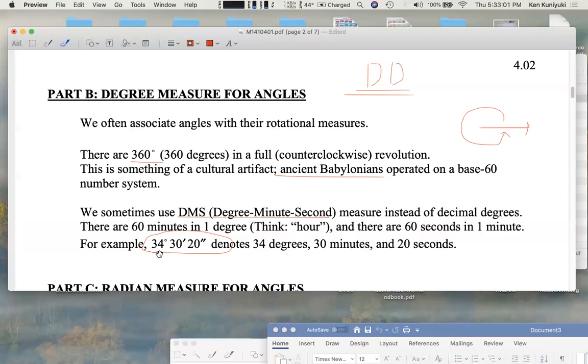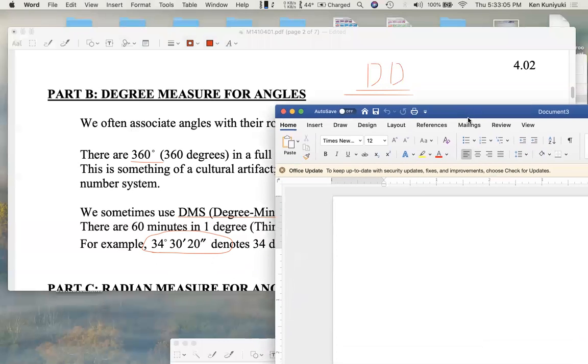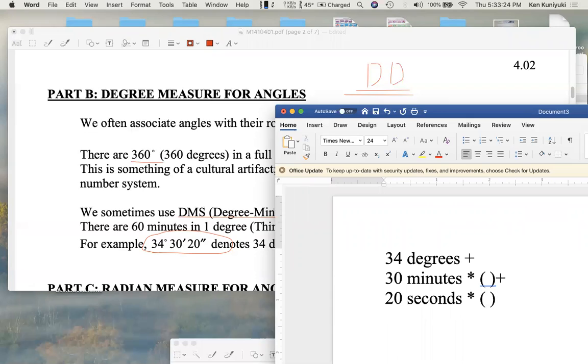Now in the homework, I do have you do some conversions, and I'll give you a basic idea here. Think of this here as 34 degrees plus 30 minutes plus 20 seconds. The idea is that you're going to convert the minutes and the seconds to degrees. How do you convert? You multiply by a version of 1. So for example, how do you convert minutes to degrees?